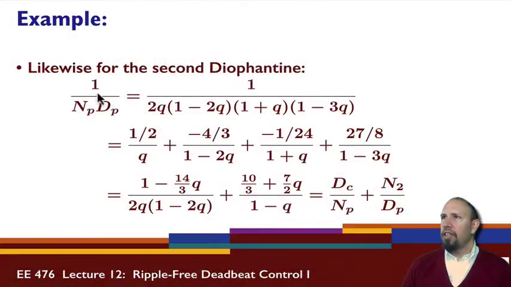For the second Diophantine equation, 1 over NP DP, I do the same kind of thing. So here's NP, here's DP. When I do a full partial fraction, I get this. When I collect these terms together and make sure I have a 2 in the denominator, that is, by multiplying the numerator through by 2, I get this expression. Collecting the terms for this, notice I don't have to do anything special in this case.